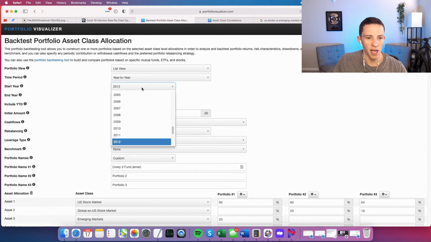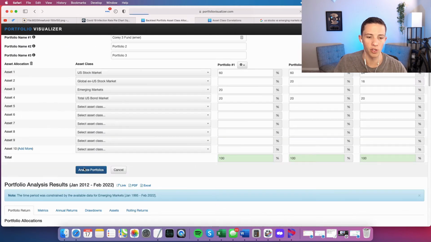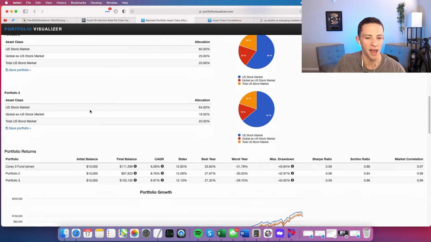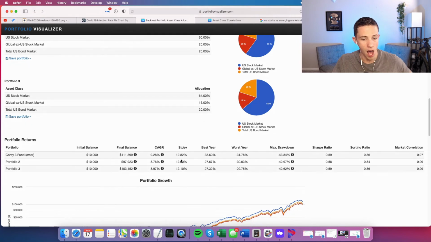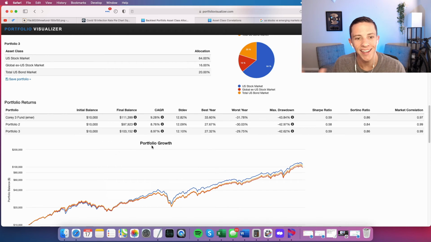And we will set this back as far back as we could go. Now, probably the one with the most exposure to the US stock market is going to have done the best over this time period. Yeah, so it's going back to 1995. Aha! Whew. It did not do the best. This is kind of cool. I like it. I like it when I'm right.